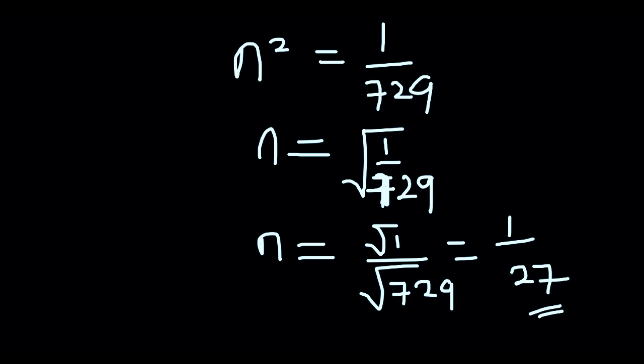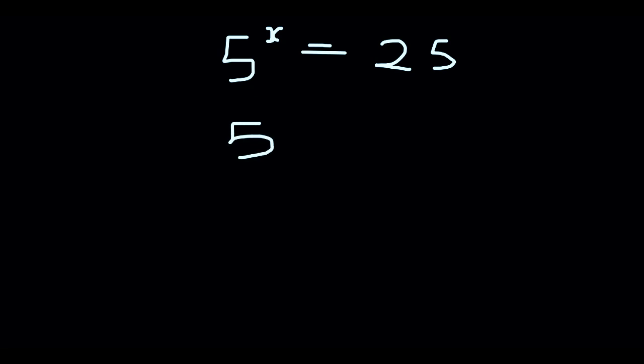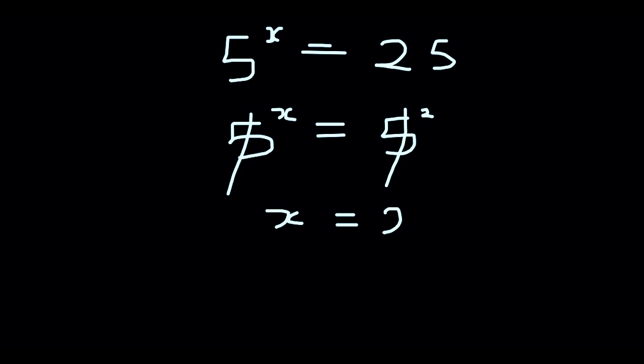The next question gives us 5 to the power of x equals 25. So this can be written as 5 to the power of x equals 5 to the power of 2. This 5 cancels this 5. We have x equals 2.